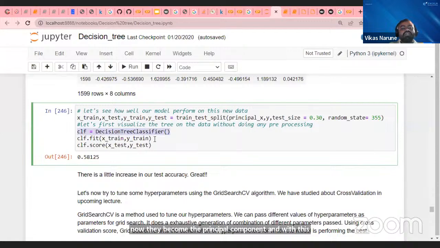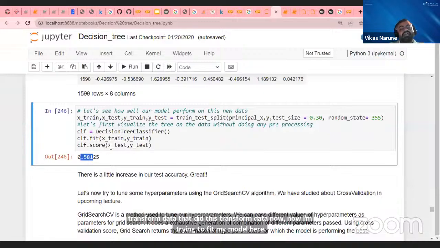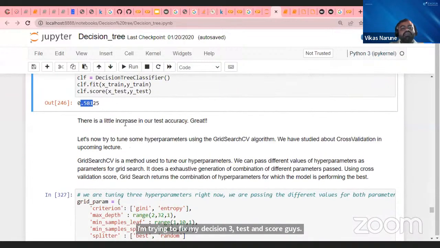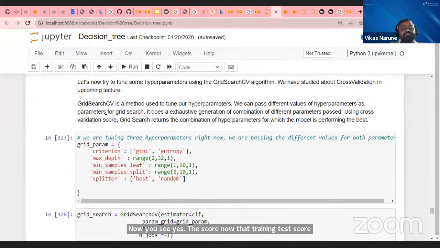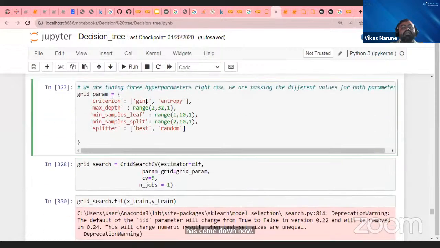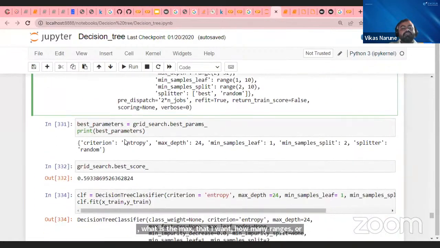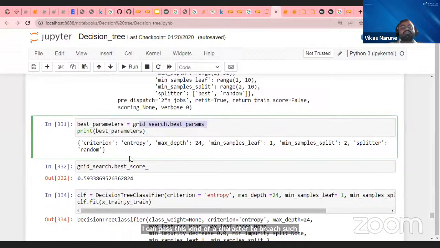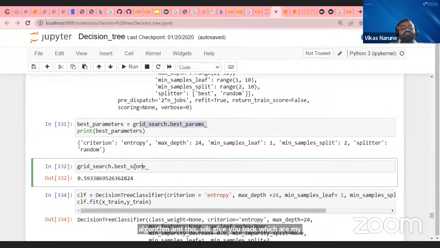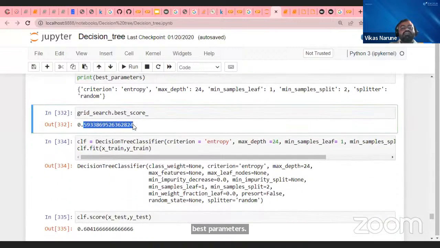I'm trying to fit my decision tree, then check the train and test score. Now you see the training and test score have come down, a little better accuracy now. I can check the parameters also: whether I can use Gini or entropy, what max depth I want, what ranges I want. I can pass these to the grid search algorithm, and grid search will give back my best parameters, grid search dot best parameters. Once you fit that, you can check your accuracy is increasing.